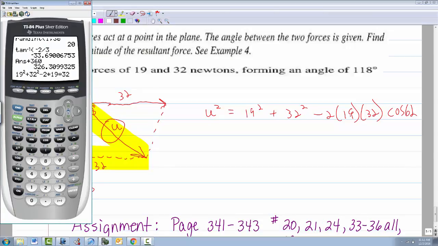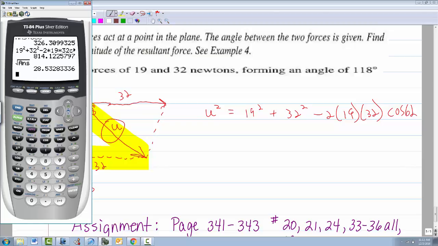Okay, getting it moving. Cosine, I'm already in degrees. 62, press enter. Don't be all proud of yourself because I didn't square root this yet. By the way, that wouldn't make any sense anyway. 814 newtons of force.